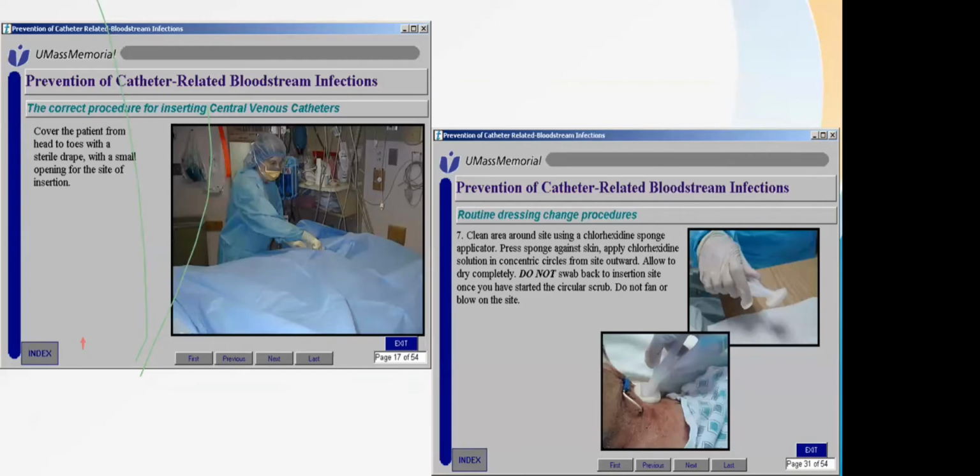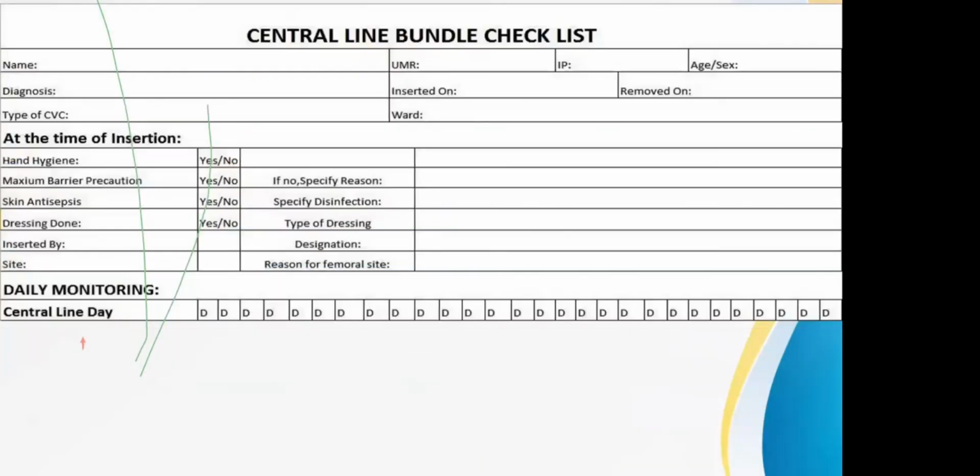This is one of the beautiful pictures showing how the centerline is inserted, the areas that have to be cleaned, how they are looped up and how they are correctly tied up. This is one of the centerline bundle checklists we have. I can just show you. Along with the name, what is the diagnosis, the type of centerline you're putting up, the IDs, the hospital IDs, when it is inserted, and if it is a removal, when it is removed. So at the time of an insertion, these are the basic things.